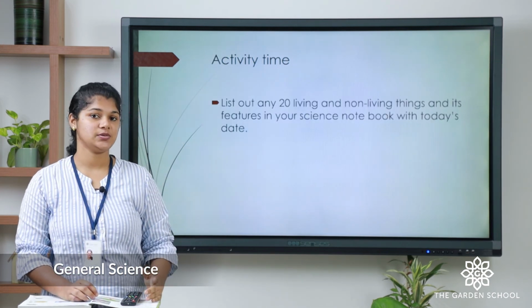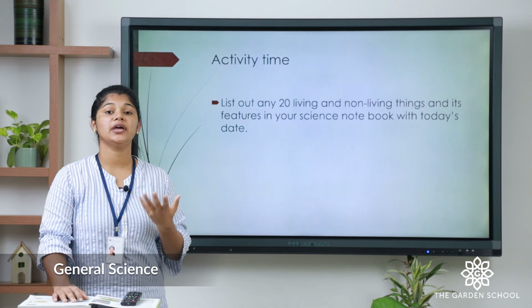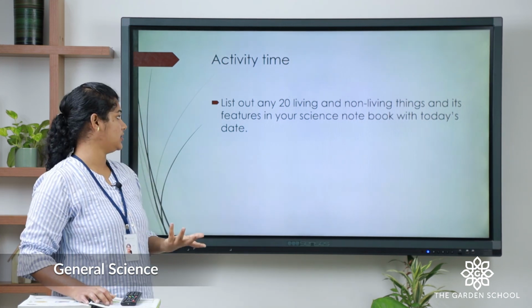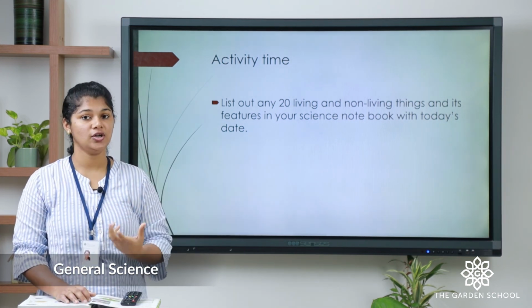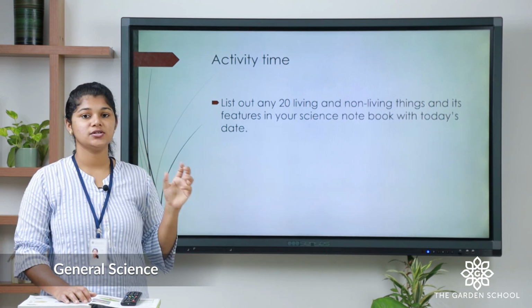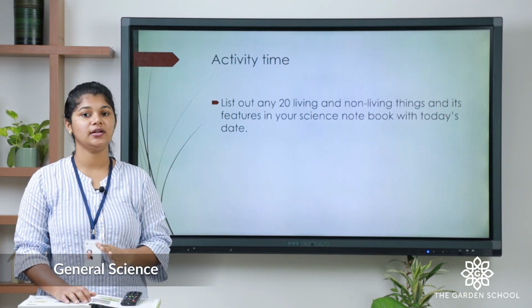Now, let us see the activity. List out any 20 living and non-living things and their features in your science notebook, and write today's date and mention it clearly in your science notebook.